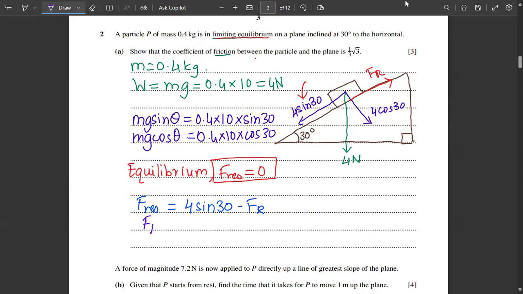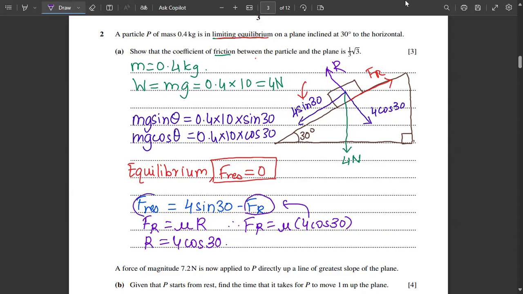Now, what is this Fr? This Fr is nothing but μR. And what is this R? This R is the contact force, which is this right here. So R is equal to 4 cos 30. So Fr is equal to μ into 4 cos 30. So instead of this Fr right here, I can write μ 4 cos 30. And instead of this F resultant here, I can write 0. So let me make the changes now. Here I can write 0 and here μ 4 cos 30.